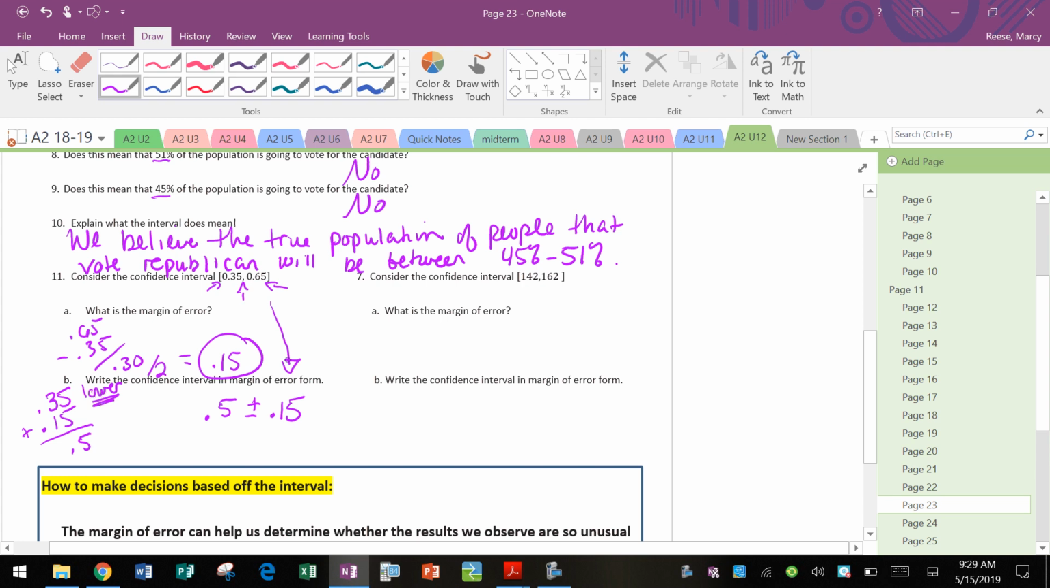And that's how we get our range of values. Okay, so I took the difference, divided it by 2, that's my margin of error, and then I found the middle of those numbers, the middle of 0.35 and 0.65. Some kids like to do it this way, so I'm going to show you another way. You could add 0.35 and 0.65 up, and divide by 2. Right, so that gives you your middle number between the lower and the upper. So when I ask you to write it in margin of error form, that's it. Find your middle number and add or subtract your margin of error.